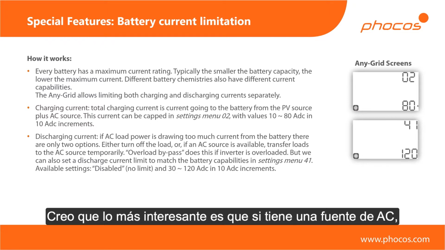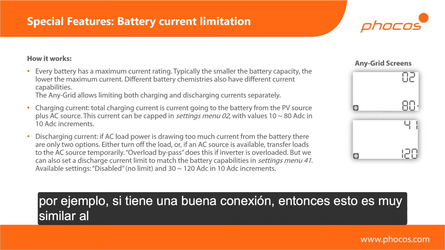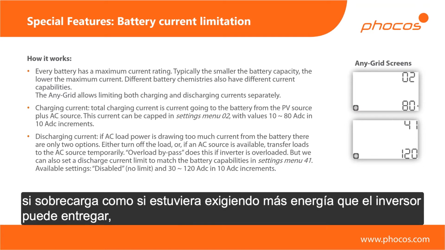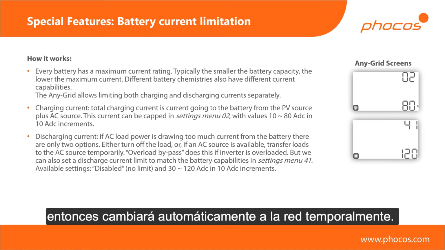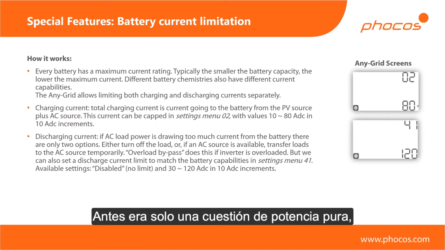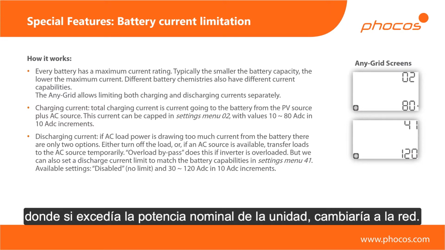I think what's more interesting is if you have an AC source. So for example, if you do have a grid connection, then this is very similar to the overload bypass I discussed before, where if you overpower, like you're demanding more power than the inverter can deliver, then it will automatically switch to the grid temporarily. Well, the same thing will happen here, except now you can decide at what discharge current that happens. So before it was just a pure power thing, where if you exceeded the nominal power of the unit, it would switch to the grid.